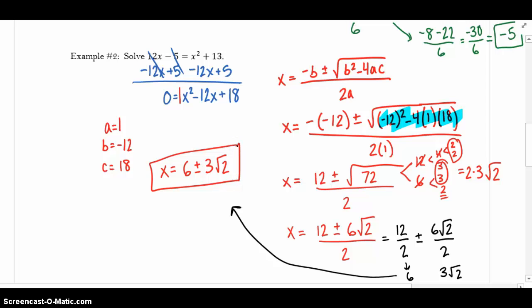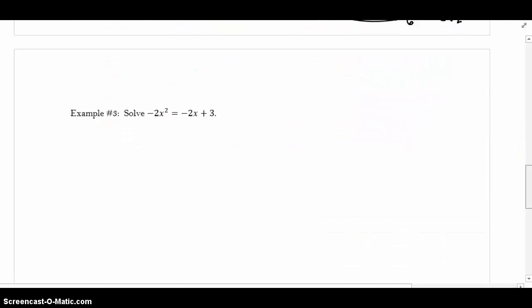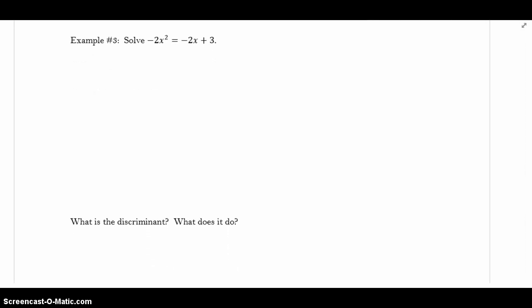Boom, done. So that one had a few extra steps. Just make sure you simplify it as much as possible. Okay? Let's try example 3. Go ahead and flip your page over. So once again, notice how we did in all three problems: don't forget, got to get this in standard form. So I'm going to add this 2x squared over to the other side. So now I've got 0 equals 2x squared minus 2x plus 3.